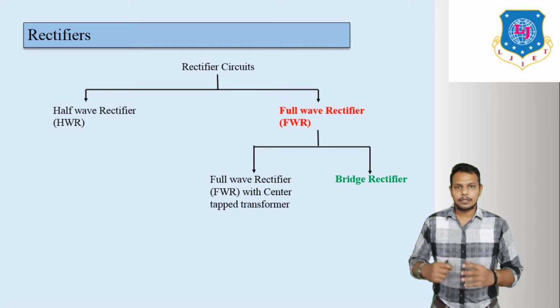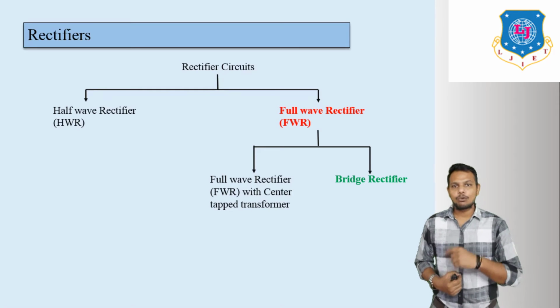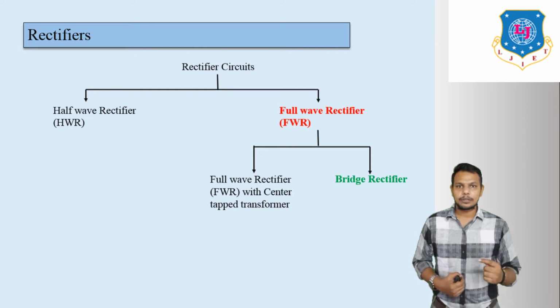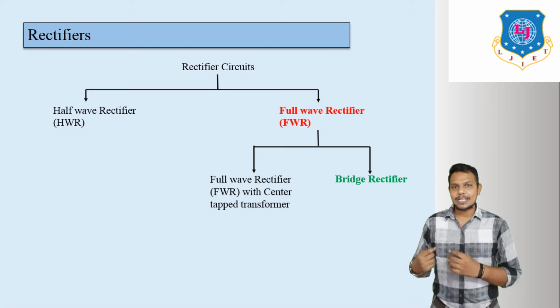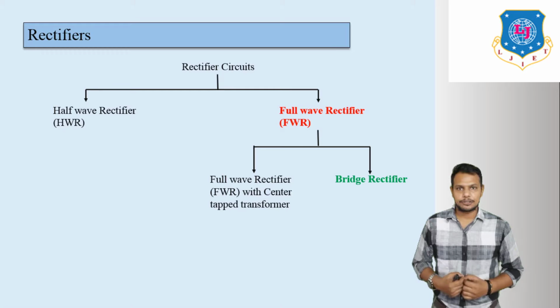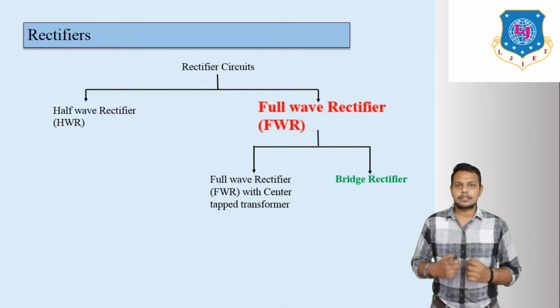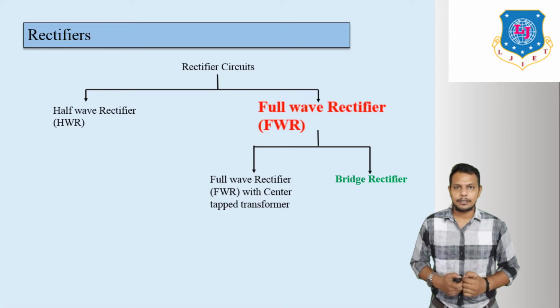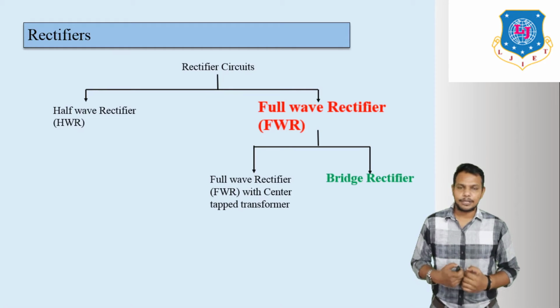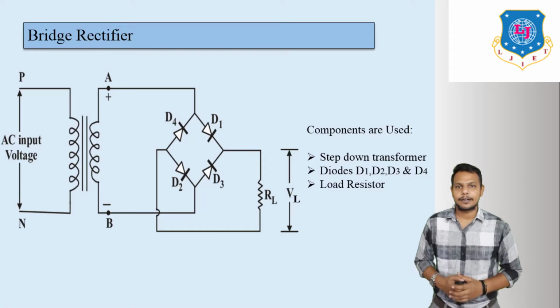Because this is the full wave rectifier, that means we will get full wave output. So this is known as full wave rectifier, as we discussed in our previous lectures. Here the circuit diagram is a little bit different. So let us discuss the full wave rectifier with bridge rectifier. Let us start with its construction, or we can say circuit diagram.